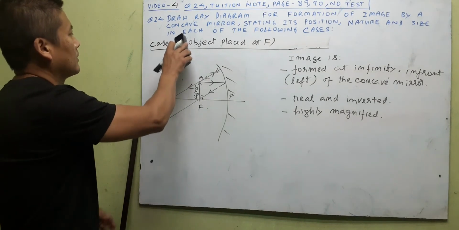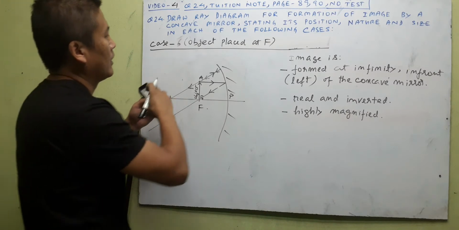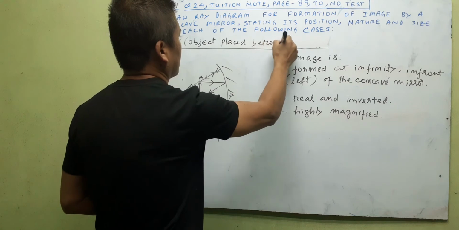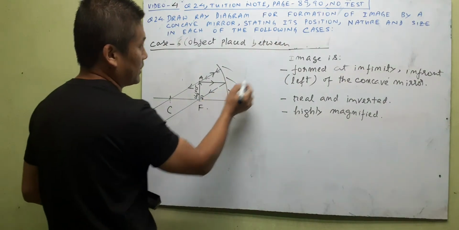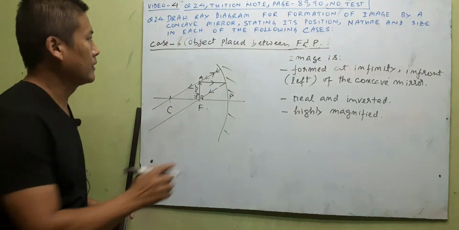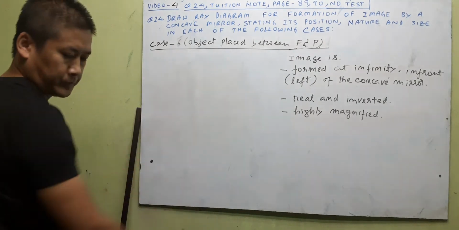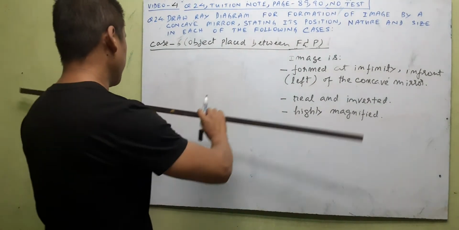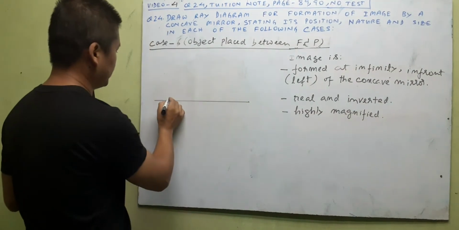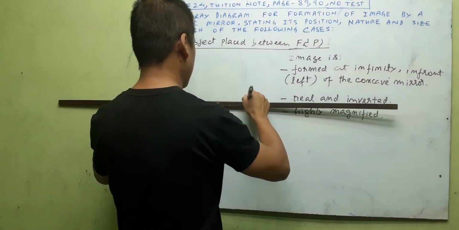Case 6. So remember, every image real inverted on the left. Object is placed between F and P, or P and F. You can say F and P or P and F. Write it down. Let's draw the mirror again. You just draw it here, and then mark your C. And this time, for case 6, please remember this also in exam.